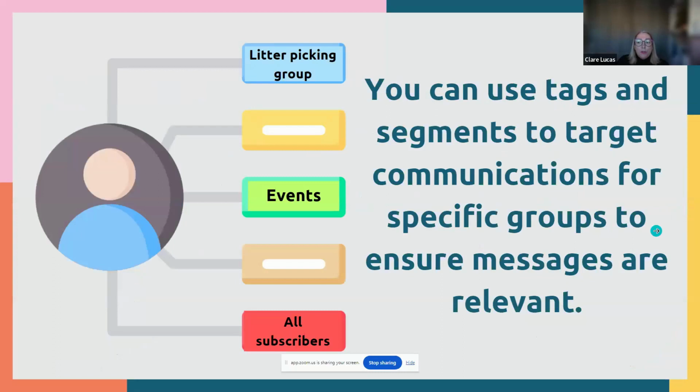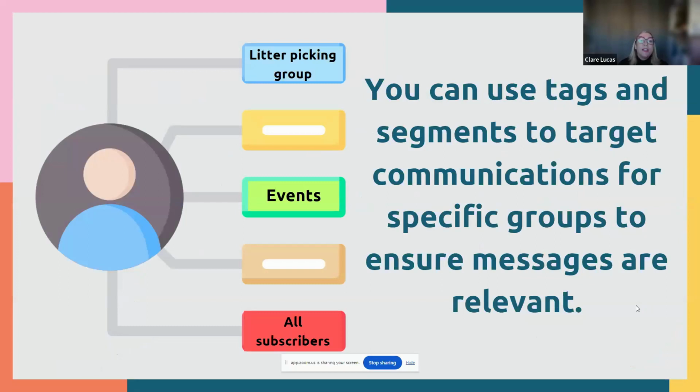In MailChimp, you can use what they call tags and segments, and you can target communications for specific groups to ensure that messages that are sent out are relevant to that audience. So on here at the bottom, you'll see you've got your all subscribers list. So you can send emails really easily to everybody who's on your list.